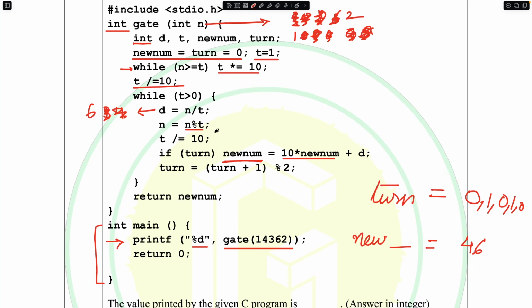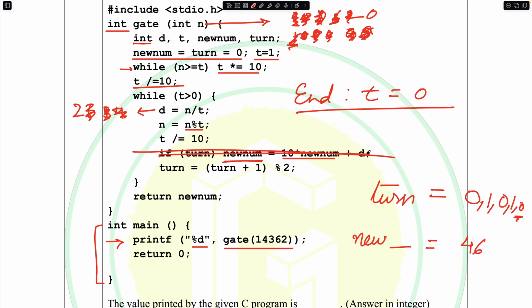Then the next iteration, basically D is going to become 2, N is going to become 0. Yes, it is going to become 0 only, because anything divided by 1 is going to give us 0 as remainder, right? So that part is done, and T is going to become what? 1 divided by 10 is going to become 0, right? So T becomes 0 at the end, right? And with that, your turn is currently 0, right? So this part is not going to be executed, and turn is going to become 1, but it does not really matter. At the end it was 1, fine.